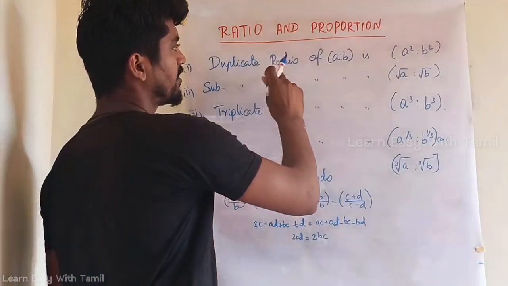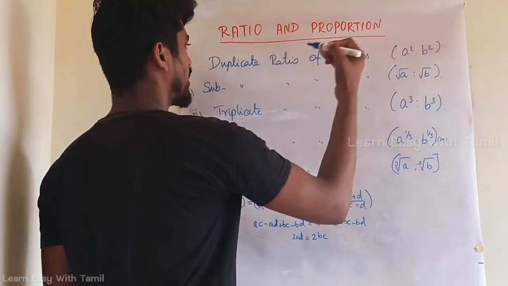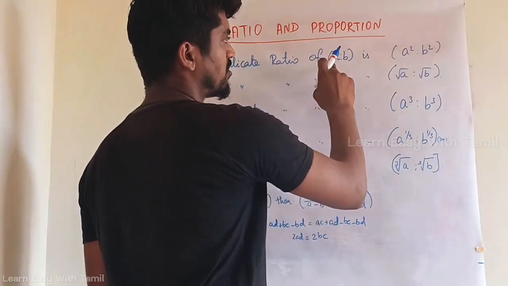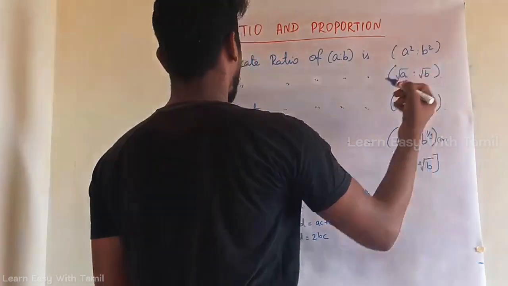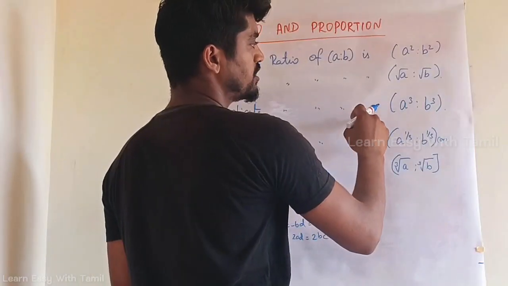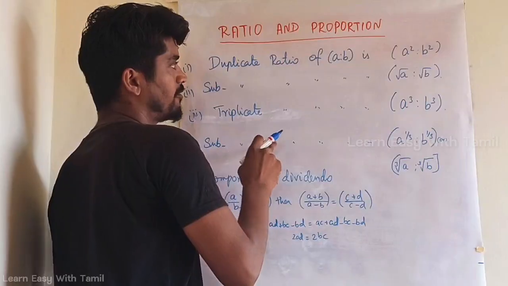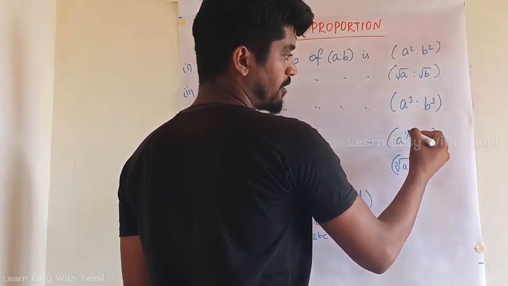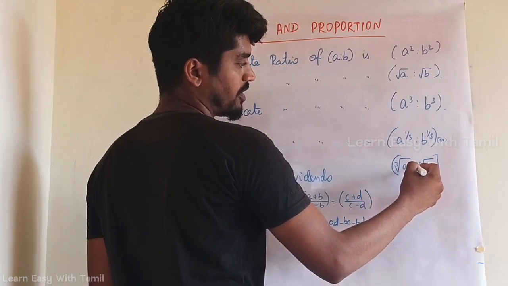Next, the duplicate ratio of A is to B is A square is to B square. Then the sub-duplicate ratio of A is to B is root of A is to root of B. The triplicate ratio of A is to B is A cube is to B cube. The sub-triplicate ratio of A is to B can be written in the format A power 1 by 3 is to B power 1 by 3, or as the cube root of A is to the cube root of B.